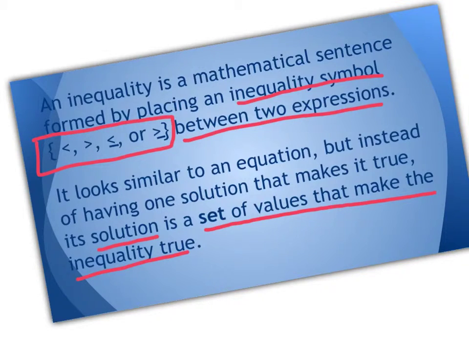In our example about voting, 18 is the age you can start voting, so that's part of the solution set, but so is 19, 20, 21, 100, and so on. So all of those numbers make this inequality true.